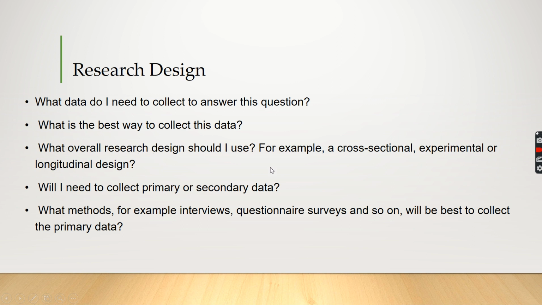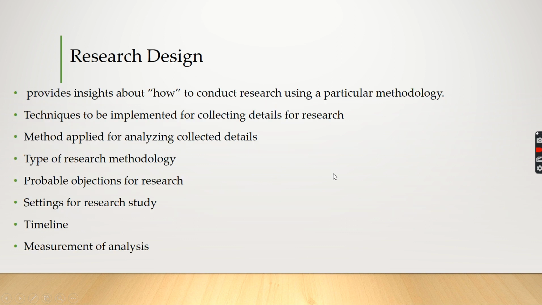What overall research design should I use? Cross-sectional, experimental, longitudinal, correlational, for instance. We'll go through that part in later topics. Will I need to collect primary or secondary data? Primary, in the sense that I have to interview, I have to meet the resource person, or secondary data, from the research that has been done before, and so on and so forth.